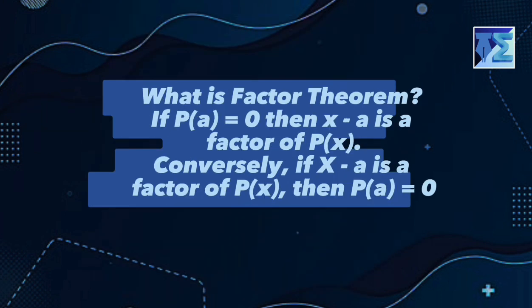And now, what is the factor theorem? If p of a is equal to 0, then x minus a is a factor of p of x. Conversely, if x minus a is a factor of p of x, then p of a is equal to 0. When x cubed minus 3x squared minus 9x plus 27 is divided by x plus 3, the remainder is 0. Therefore, x plus 3 is a factor of the polynomial function.